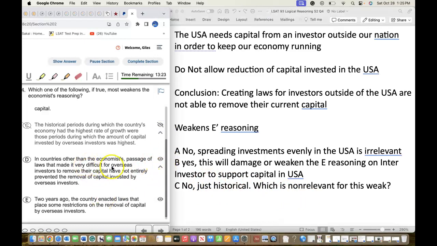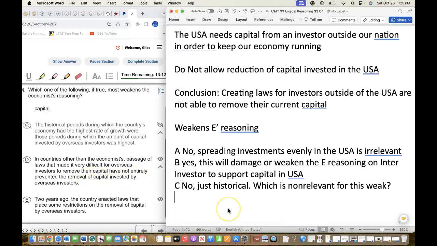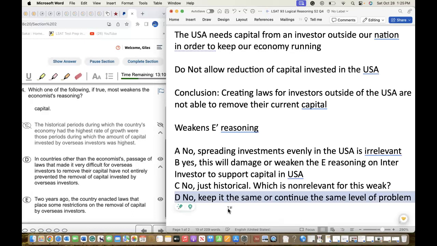In a country other than a communist one, passage of laws that make it very difficult for overseas investors to remove their capital have not entirely prevented the removal of capital invested by overseas investors. I'm going to say no. It keeps the same level of weakness. It doesn't really make it weaker.